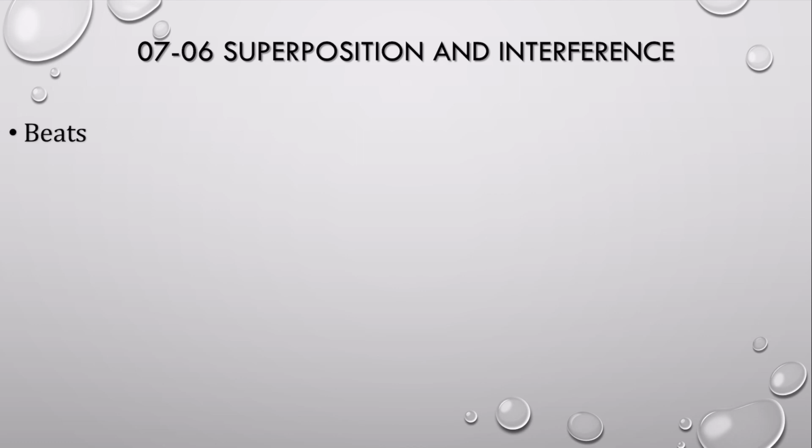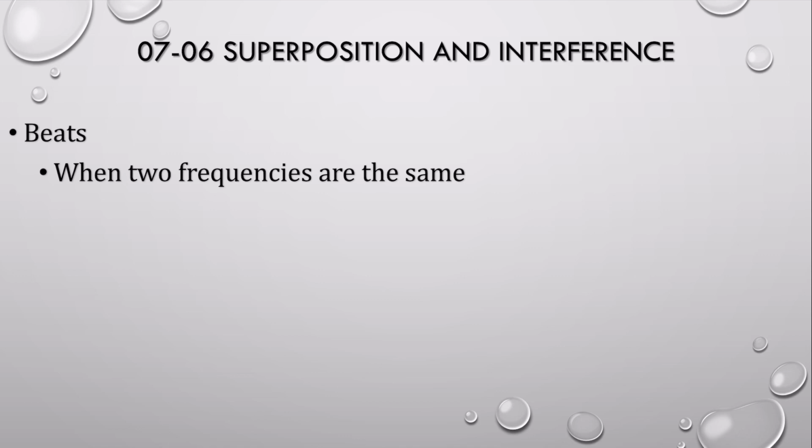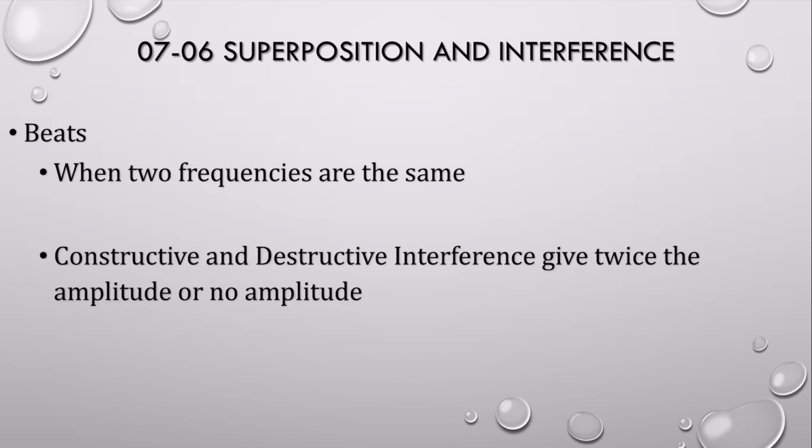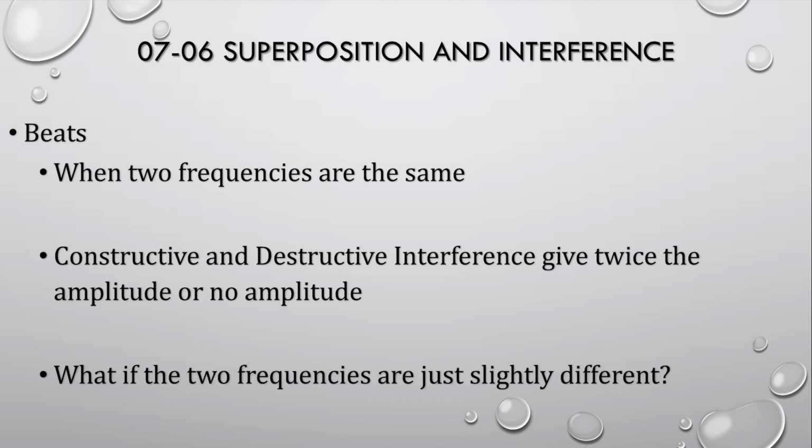Another interesting application of superposition and interference are beats. We were looking at when two frequencies were the same. You get just the straight constructive and destructive interference, giving twice the amplitude or else no amplitude. But what if the two frequencies are just slightly different? What then?